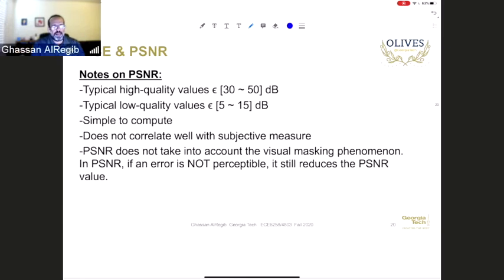So one of the major issues is that if there is an error or a difference between the sum of the pixels in one image compared to the reference image, even if we don't perceive that difference, the PSNR will account for it, because they're just comparing numbers with each other. So that's what the human vision system based measurement algorithms are trying to fix.